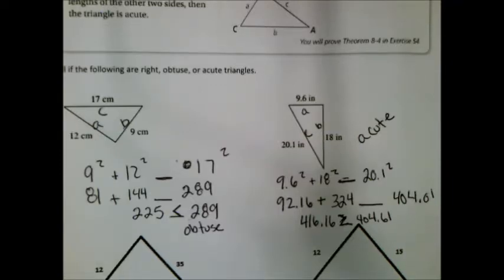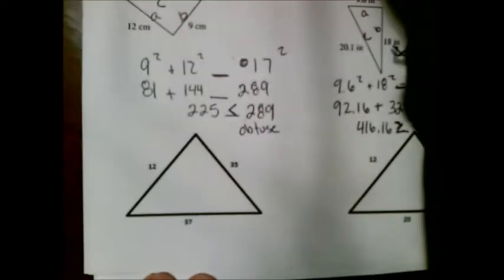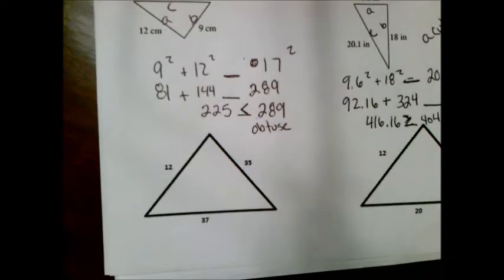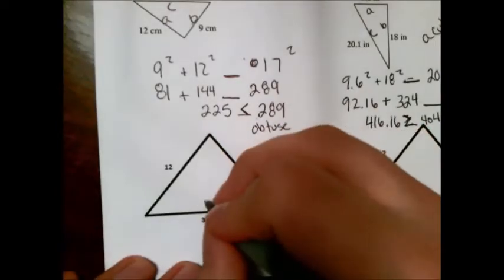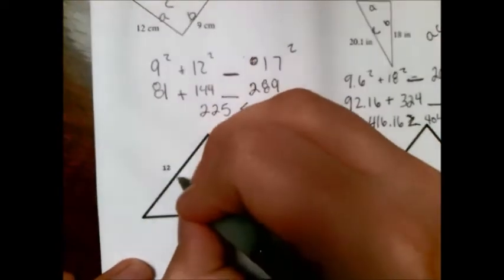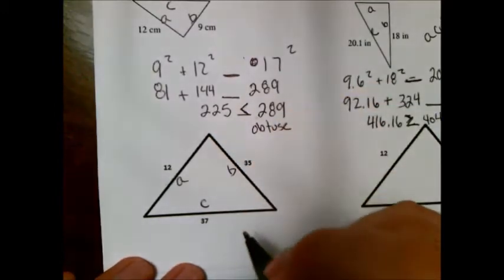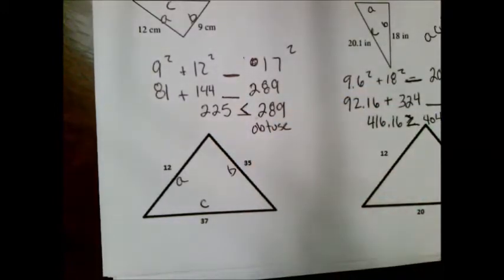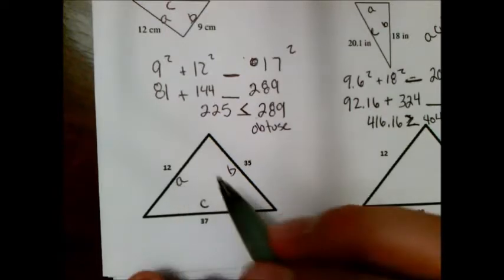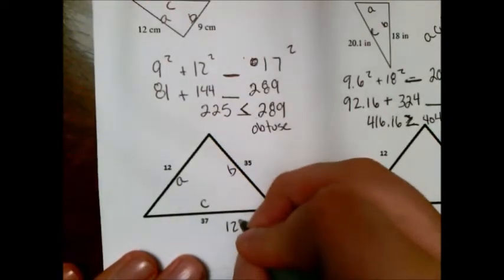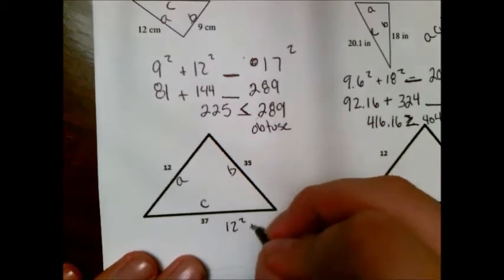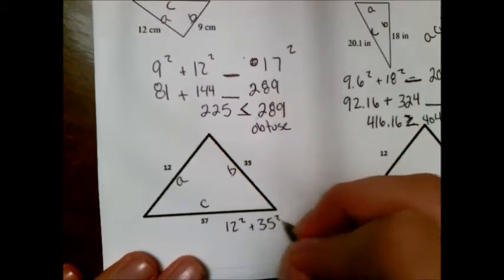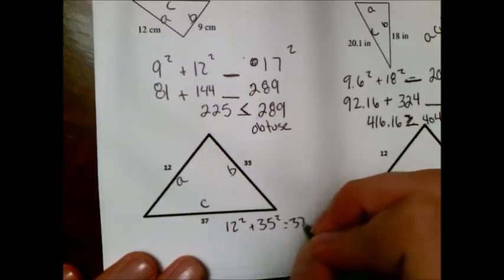Okay. Next one. Okay, so 37 is the largest of the three, so that's C, A, B. C, A, B. Okay, so A squared, 12 squared, plus 35 squared equals 37 squared.